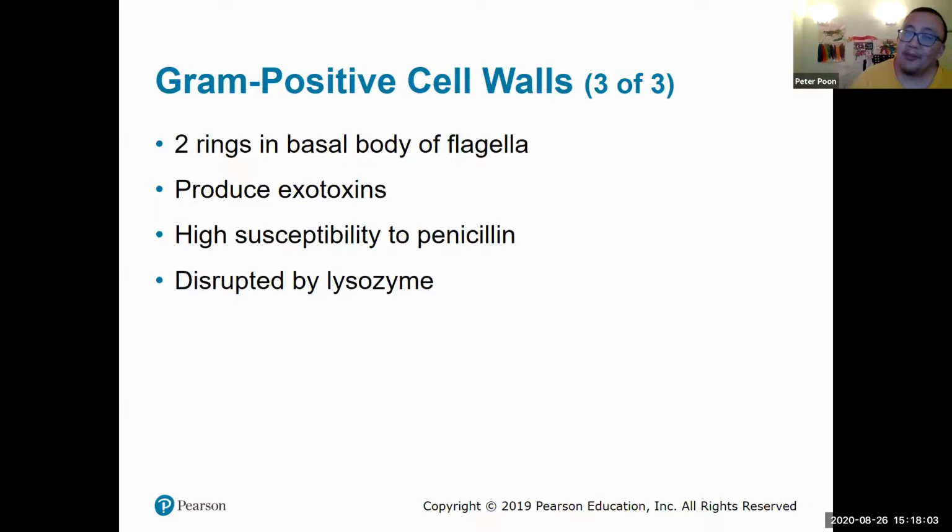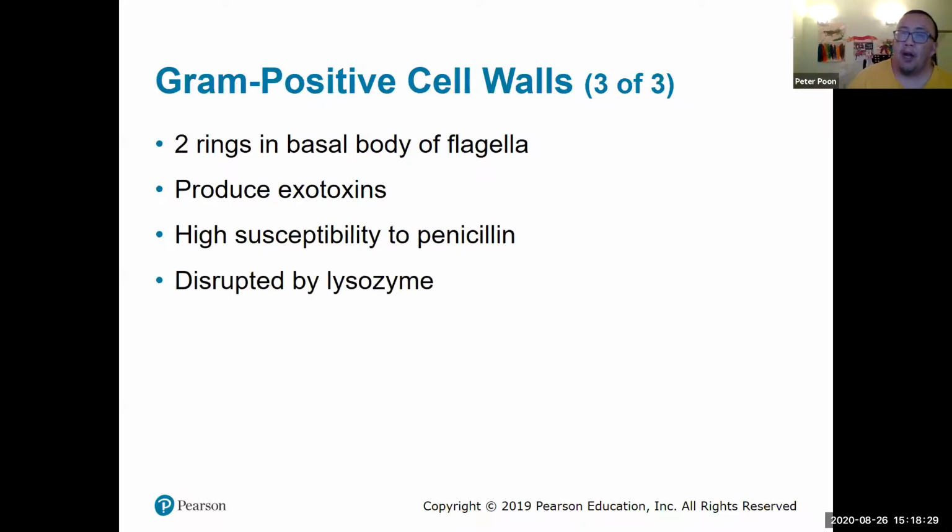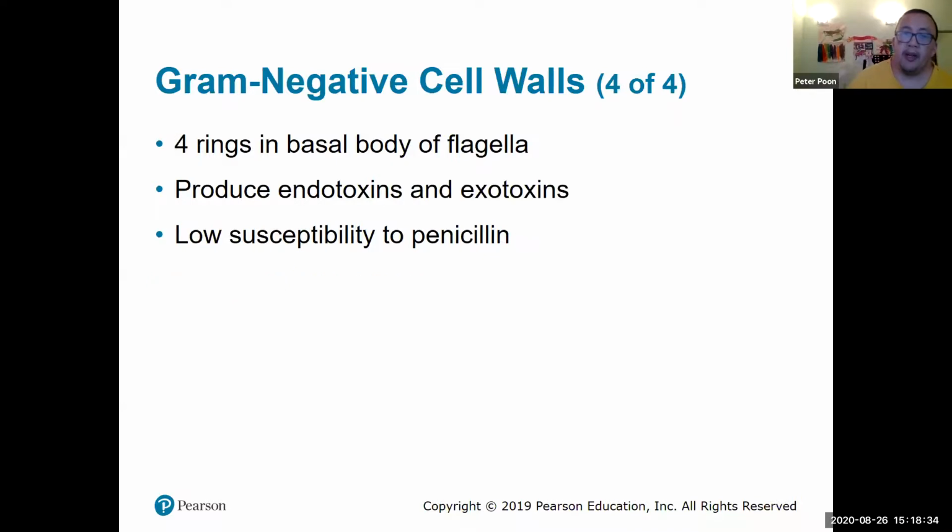Gram-positive cell walls are highly susceptible to penicillin, and we'll explain that when we talk about what penicillin is. Gram-negative cell walls are much less susceptible to penicillin. You need a very high concentration of penicillin. But gram-negative cell walls have something called an endotoxin that gram-positive cell walls do not. That is another important thing.